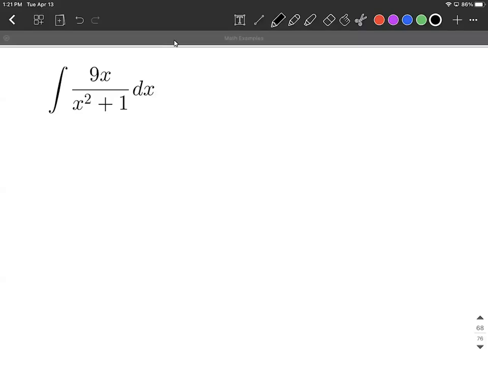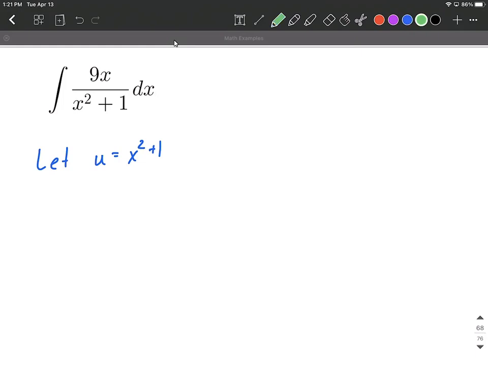Okay, let's find the antiderivative of a rational function. This is an indefinite integral, meaning we don't have bounds for our integration. We're going to need to use the chain rule to get through this one. All right, so as we get going on this, we're going to pick out u is going to be the denominator.